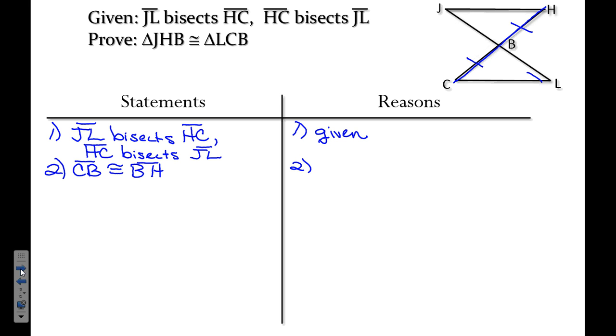So as you're proving these on your test, on the final, I'll give you points for showing the appropriate tick marks, for writing your givens down, for all the statements and reasons, but the tick marks are really important that you show which ones are equal, because it's going to help you prove the triangles congruent. Okay? So that's the first one. Now what's my reason? When I asked you what does it mean that JL bisects HC, definition of bisector. It cuts it in two equal parts. So those two segments are congruent.